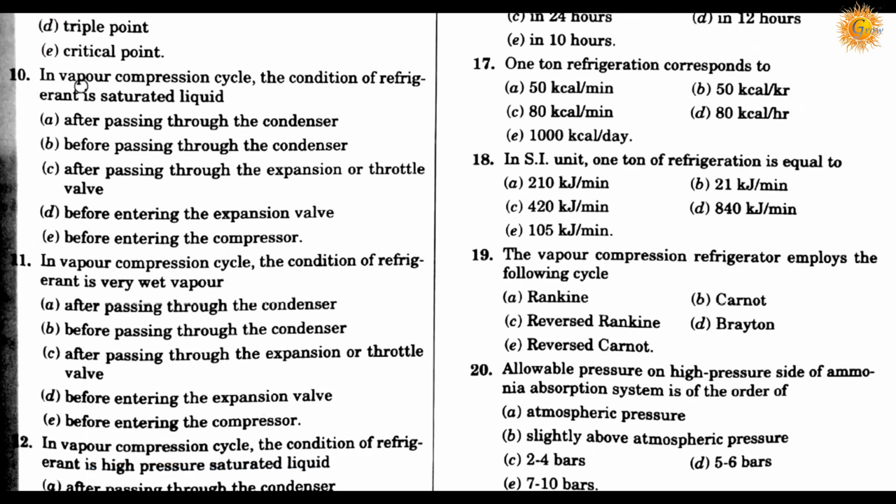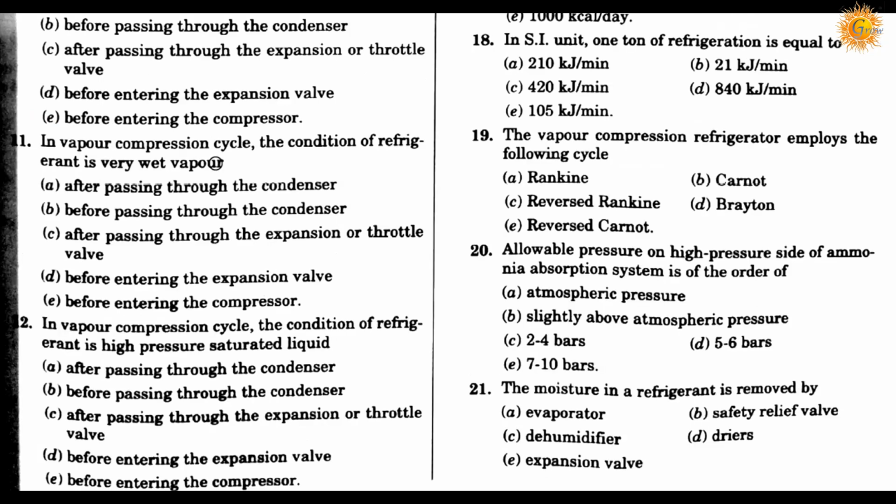Question number 10. In vapor compression cycle, the condition of refrigerant is saturated liquid. Option A, after passing through the condenser. Option B, before passing through the condenser. Option C, after passing through the expansion or throttling valve. Option D, before entering the expansion valve. And option E, before entering the compressor. So the correct answer is A, after passing through the condenser.